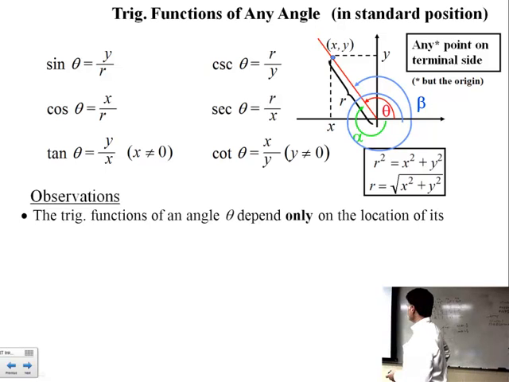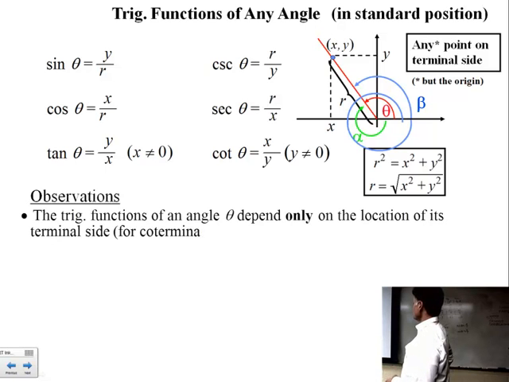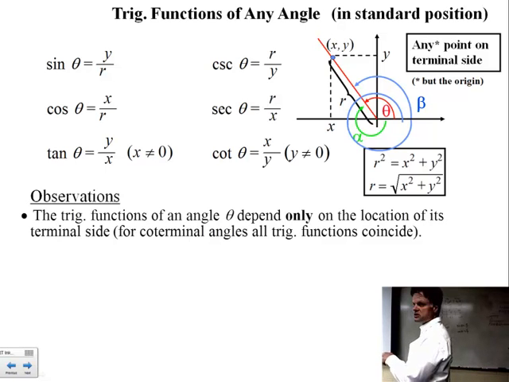So let's look at some observations. The trig functions of an angle only depend on the location of the terminal side. It doesn't depend on how you choose x and y. If you slide this point x, y along this line, x and y are both increasing, but so is r. All three are increasing by the same factor, by the same ratio. So these ratios don't change at all.